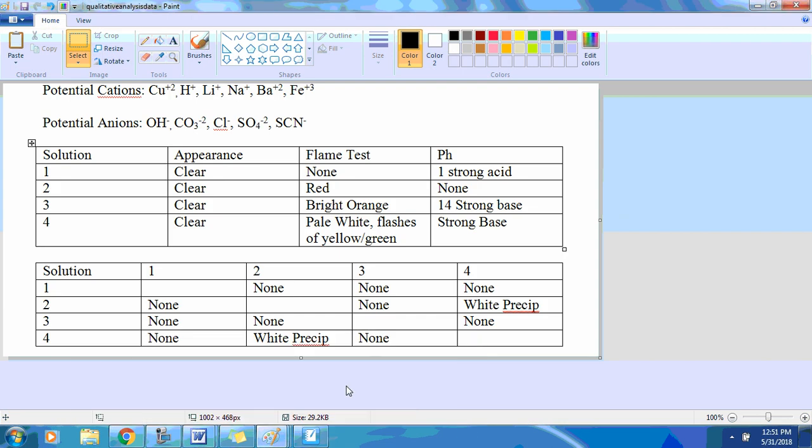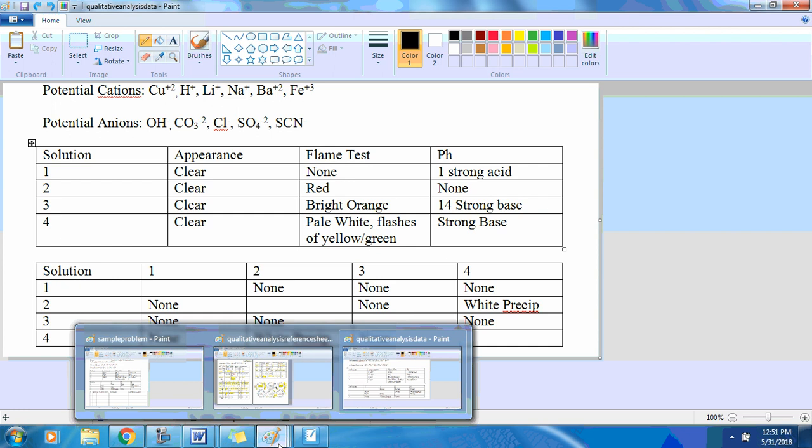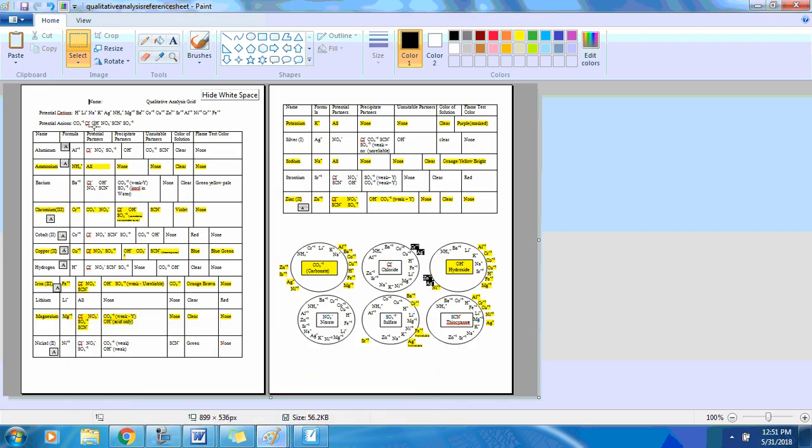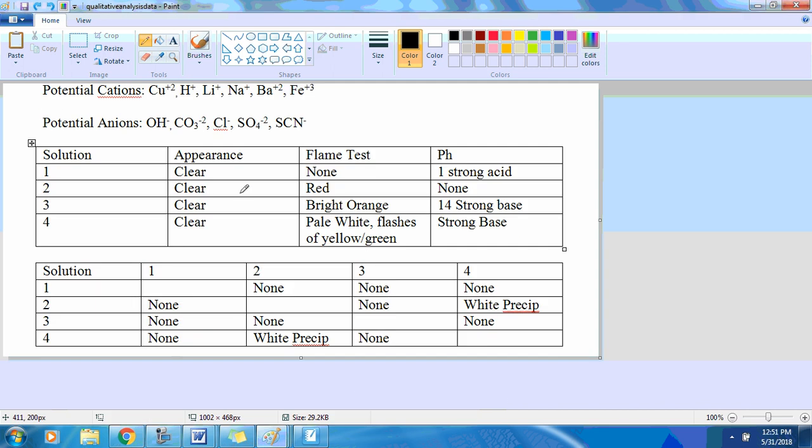All right, now let's look at this sample problem. Let's start with this piece. All of these solutions are clear. Therefore, I would look at my reference sheet and at those 6 cations, and I would look at their color. If you look at these 6 cations, iron and copper have a color. Therefore, they cannot be in there.